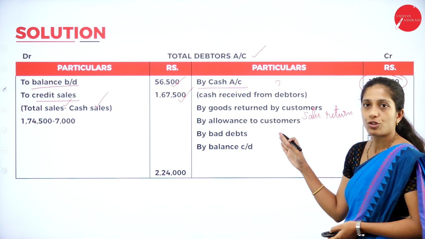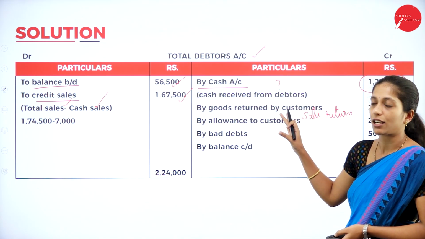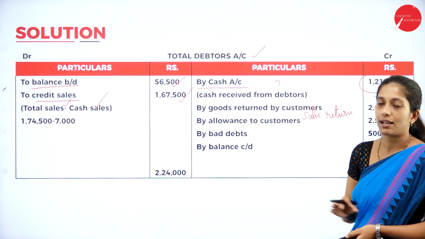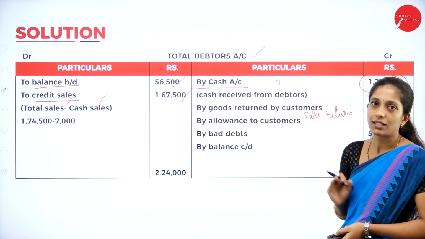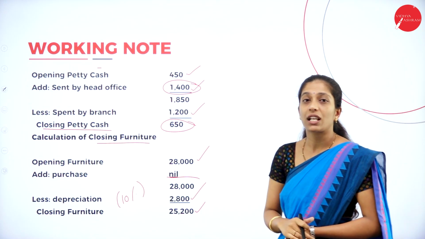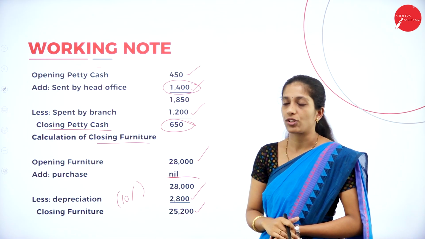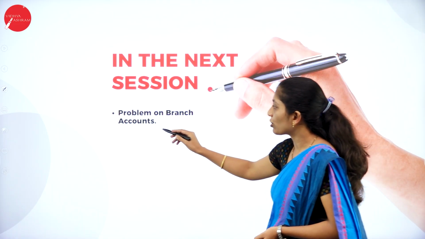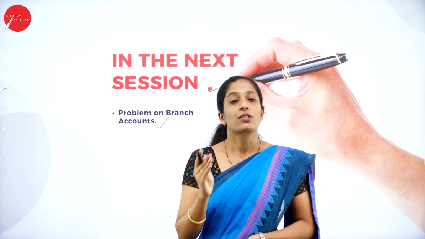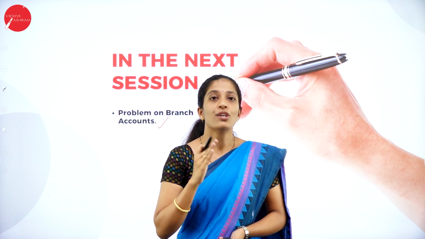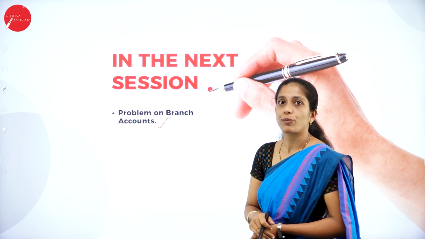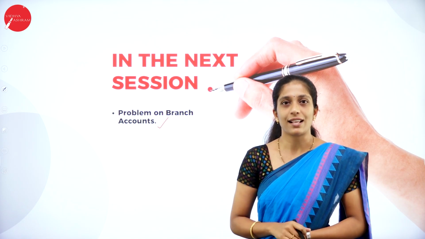So we had prepared the total debtors account. In this total debtors account, any one of the items may be missing, so we have to find out that item. For that we have to know the format correctly. Next, we have done the working notes also in order to calculate closing petty cash as well as closing furniture. In my next session, I am going to discuss one more problem relating to branch account, that is a question paper problem. My dear students, I have already told you, this is a very important 15 marks question. So we shall discuss a problem on branch account in the next session.